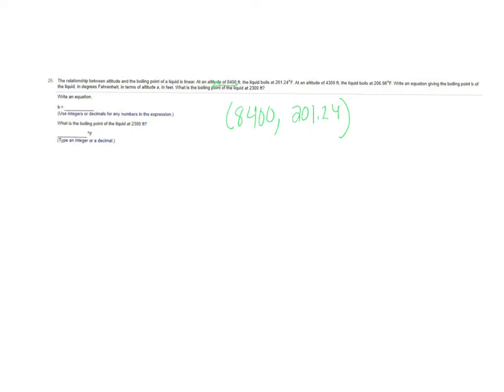Okay, and then the next point here is the 4,300 and the 206.98. And so we're going to write an equation that gives the boiling point of liquid, and we need to first figure out what the slope is here. What's the rate of change? So let's do that first.